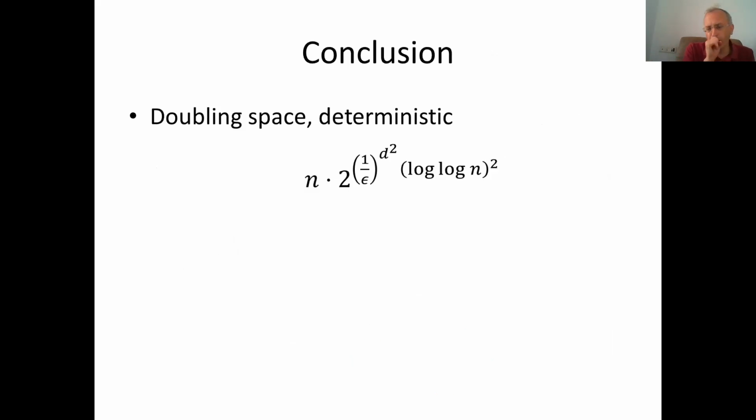Okay, I'll conclude now. We have an algorithm for doubling spaces. It's deterministic, it's near linear runtime, and it's composed of 4 steps. Each one is pretty intricate on its own.